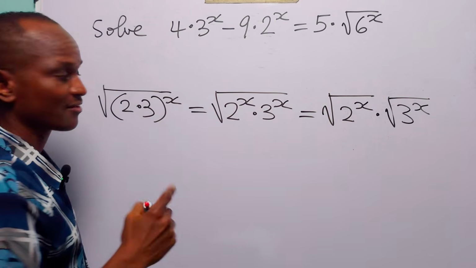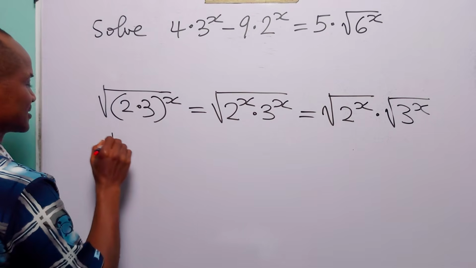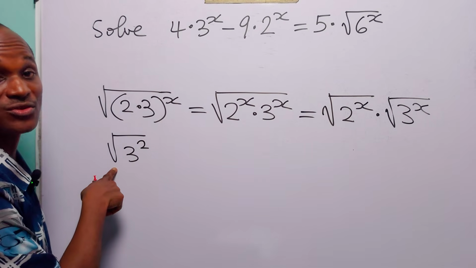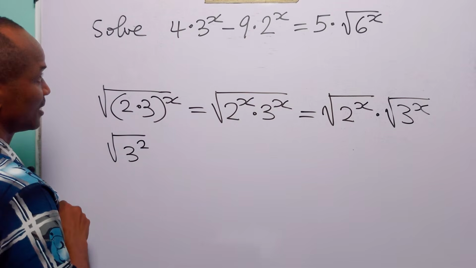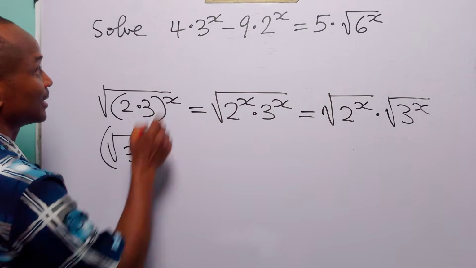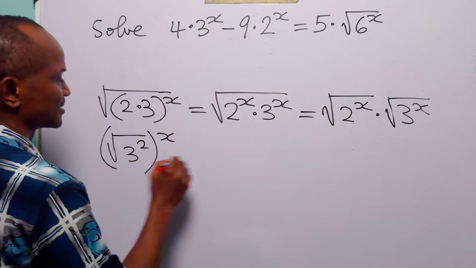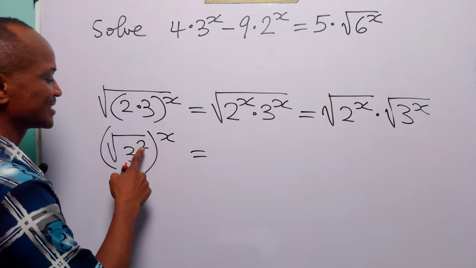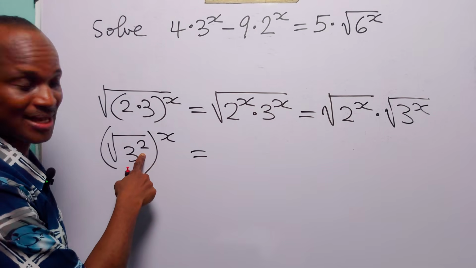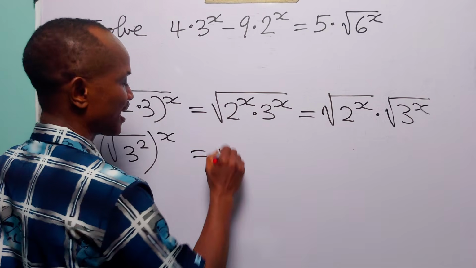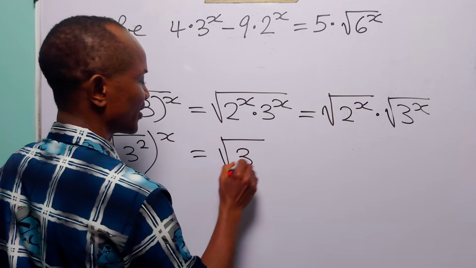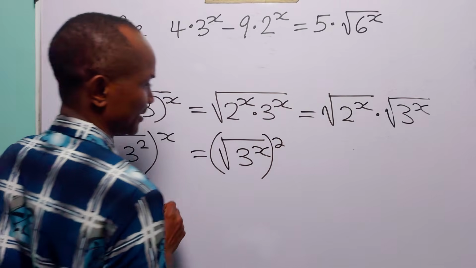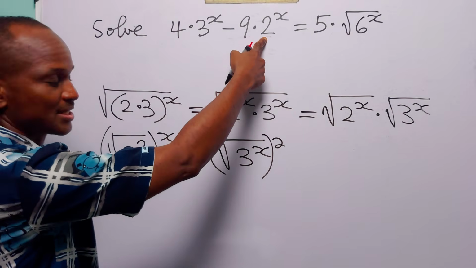Of course, you know that 3 can be written as the square root of 3 squared. The square is going to take care of the square root. Then we have the power x. But now, from our laws of indices, we can switch the places of these two powers. When we do that, then we have the square root of 3 to the power x squared.